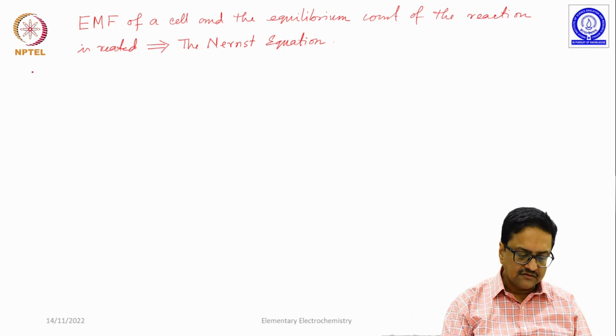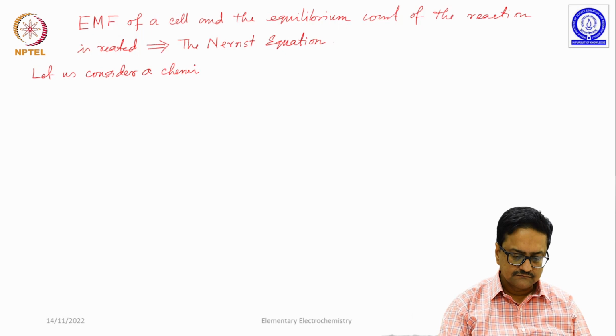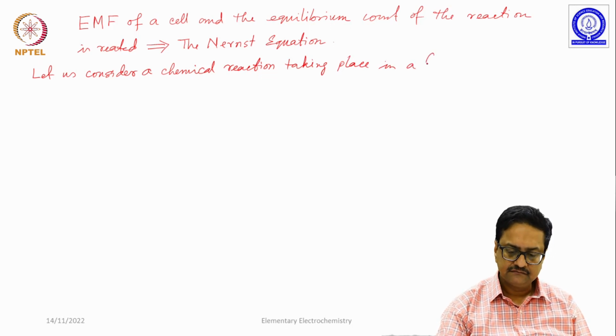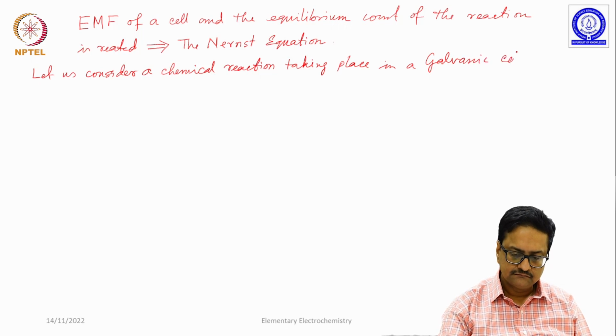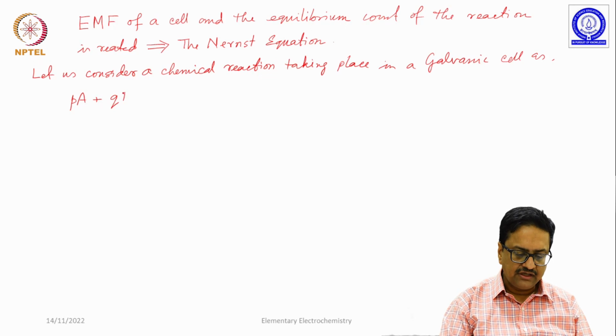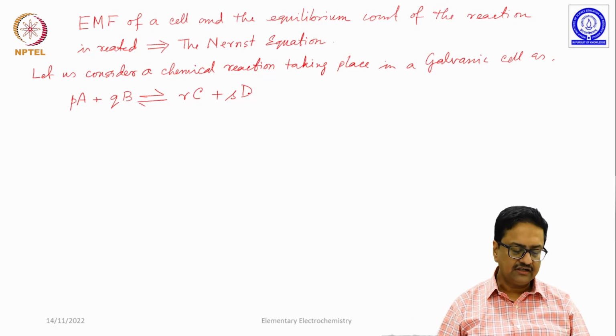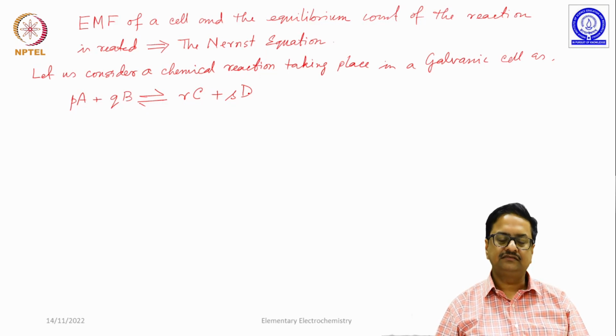So to start with, let us consider a chemical reaction taking place in a galvanic cell, as PA plus QB is in equilibrium with RC plus SD. So A, B, C and D are the reactants and products, while P, Q, R and S are the stoichiometric coefficients required to balance the chemical reaction.